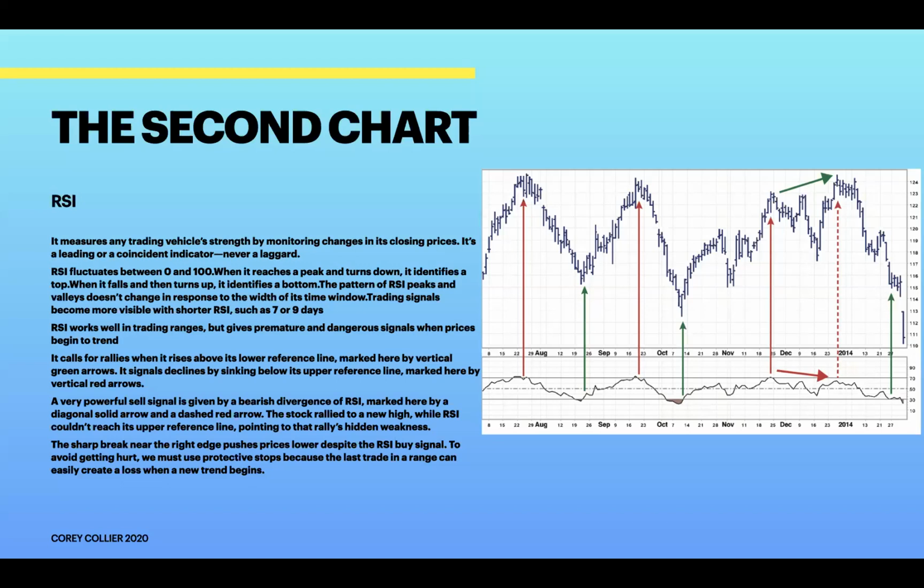So a very powerful sell signal is given by a bearish divergence of our RSI. Again, you got that word divergence. Yes, there's divergence with the RSI as well. So if you see divergence with the RSI on your price chart, on your entry setup chart, that should also go along with whatever you want to do from the previous chart.